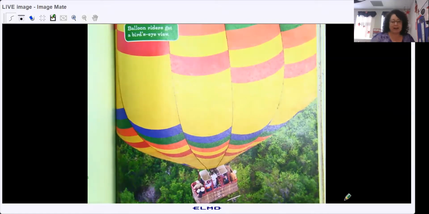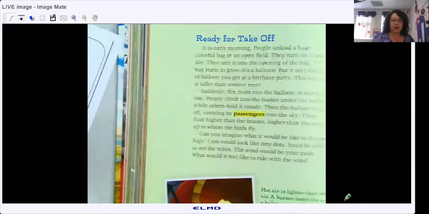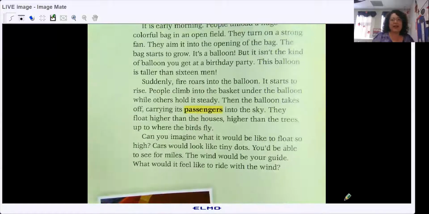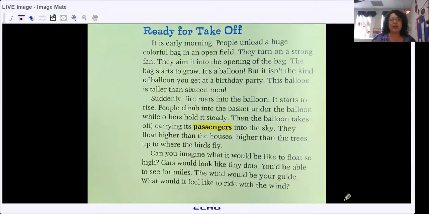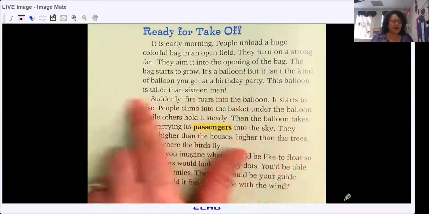Okay, so our first box is asking for paragraph 1. Find something that's comparing something to something we know. Ready for takeoff. It is early morning. People unload a huge, colorful bag in an open field. Remember, comparing something to something else. They turn on a strong fan. They aim it into the opening of the bag. The bag starts to grow. It's a balloon. But it isn't the kind of balloon you get at a birthday party. This balloon is taller than 16 men. That's almost 100 feet tall. I found the comparison, did you?